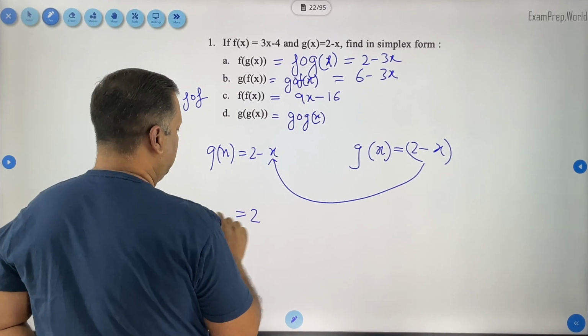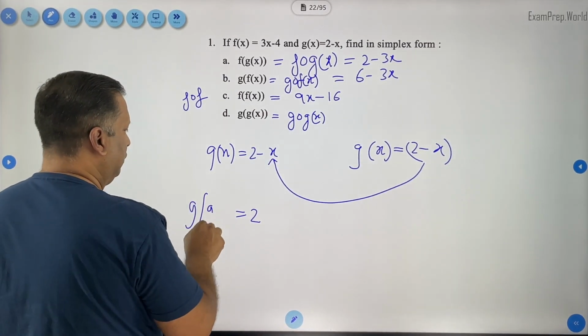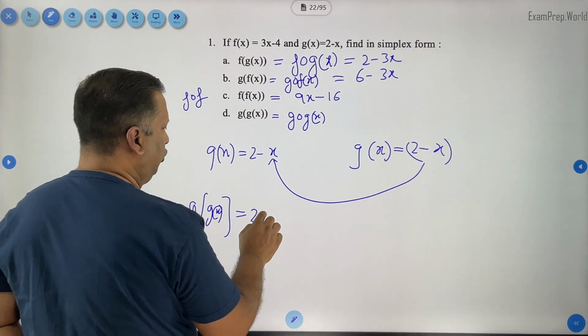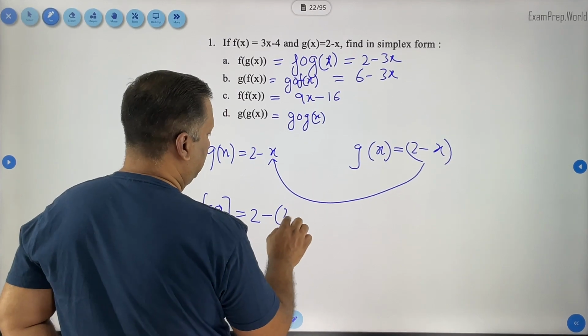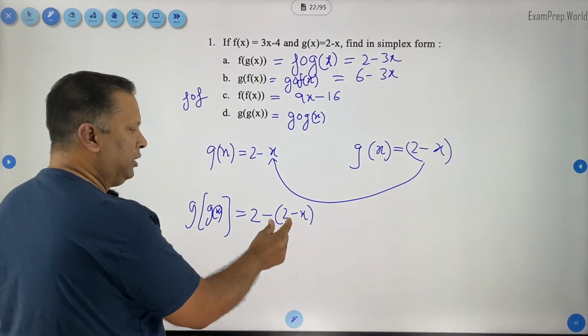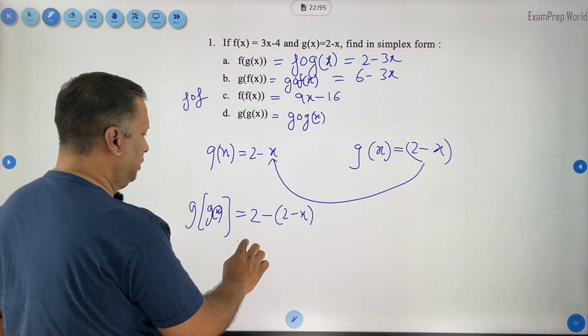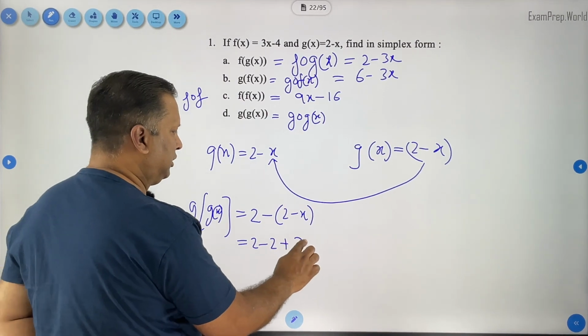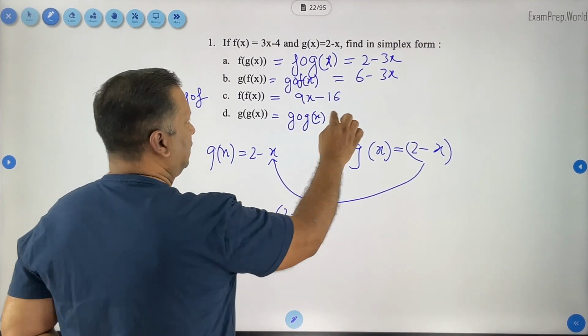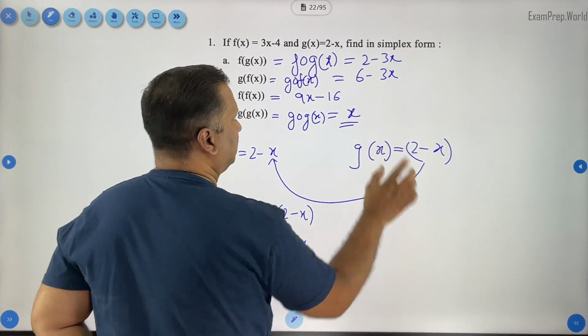So g of g of x is nothing but 2 minus (2 minus x). When you open the bracket, this negative x will become plus. So it is 2 minus 2 plus x. The 2s are gone. So the answer is just x.